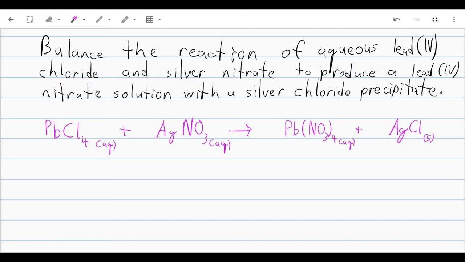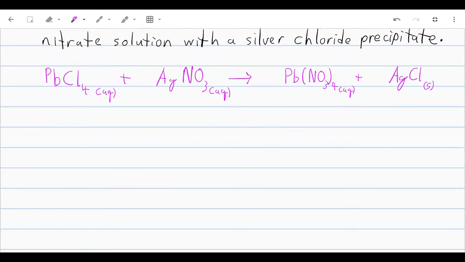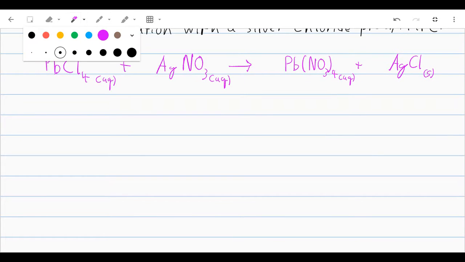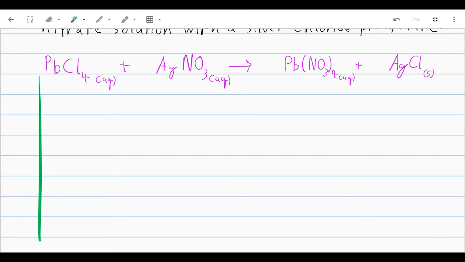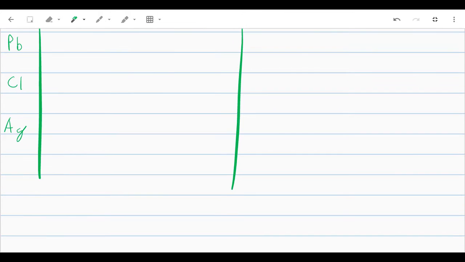We're going to set this up in pretty much the exact same way. So I'm going to break down my page into 3 sections. That first section's okay if it's super tiny. I see that I have lead, I have chloride, and remember that we're just looking at the chlorine atoms here. It's not going to be Cl4 altogether. It's just going to be Cl. I have silver, and then I can do something useful with the nitrates.